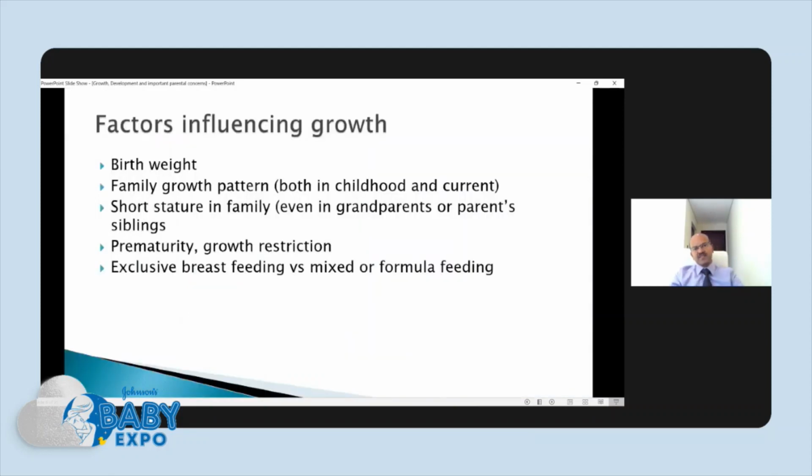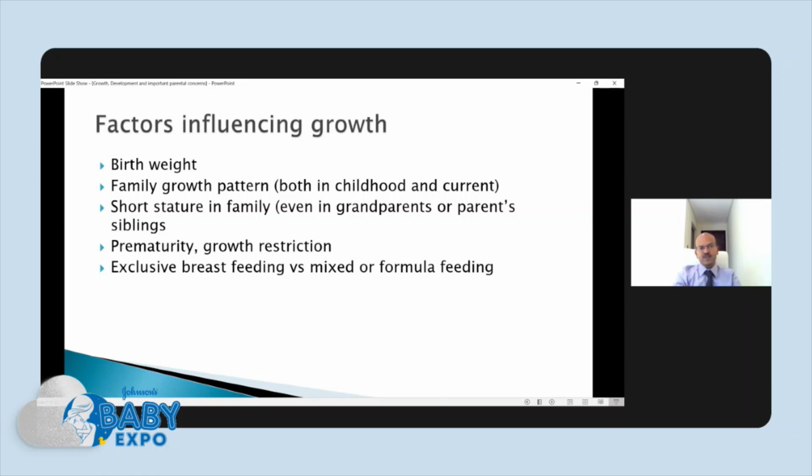So there are many factors that influence growth. One is the birth weight, and I explained also how in certain conditions like maternal diabetes, the birth weight may be higher than what you expect otherwise. The family growth pattern is very important, but the genetic pattern is not predictable. There may be a child who grows fast and a child who grows slow in the same family, because the genes can come from one side of the parent's family to the other side.